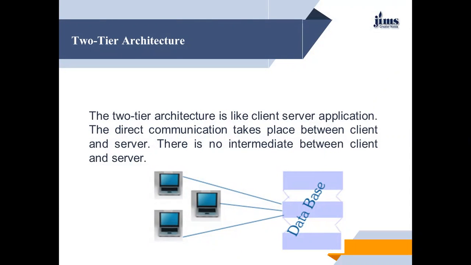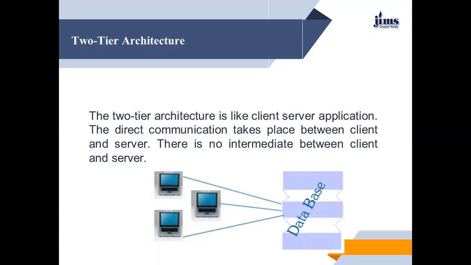The two-tier architecture is like client server applications. In these applications, direct communication takes place between the client and the server. The client sends requests to the server and the server responds according to the client's request. In this two-tier architecture, there is no intermediate between client and server. There are only two things: one is the client, another is the server.